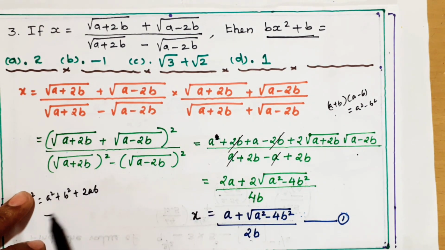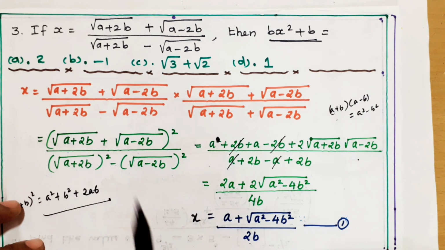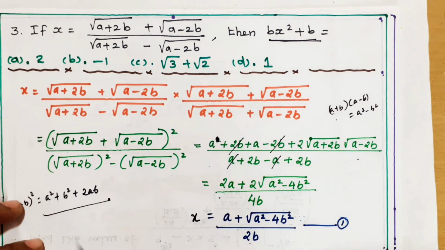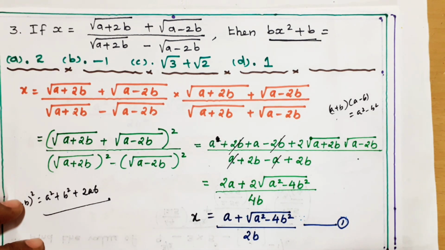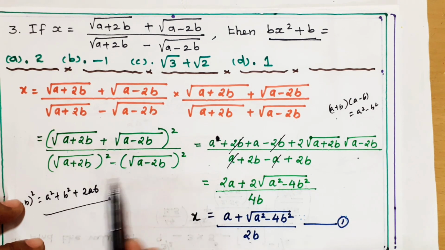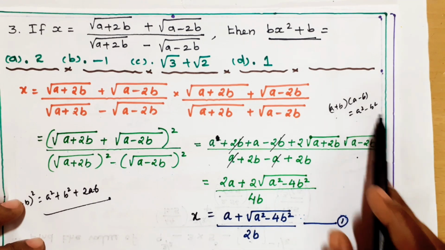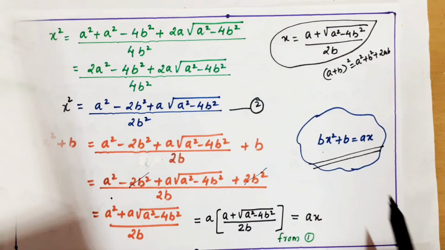Then you should know the expansion of (a plus b) the whole square. Do it correctly. When you take the square root of a square, the square root will go. That you should remember. Then the denominator is in the form of (a plus b) into (a minus b), which means a square minus b square. Same thing.